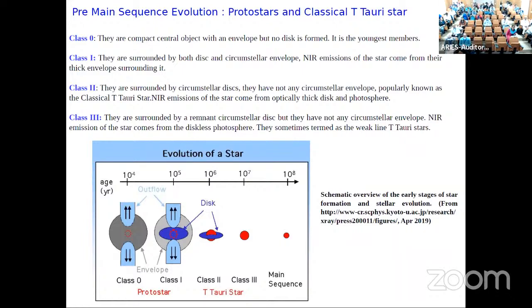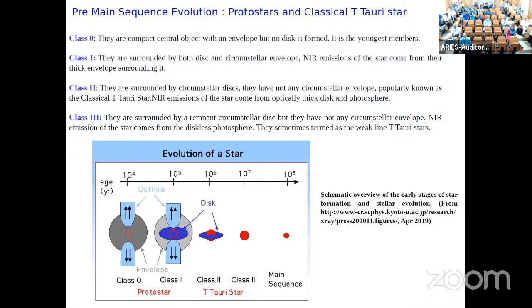In the figure we can find the class 0 sources, which are the youngest members. They have only an envelope but no disk is formed. The next part is the class 1 sources, where a disk is formed, and the near infrared emission of the star may come from the thick envelope surrounding it. The next part is the class 2 sources, which are popularly known as the classical T Tauri stars. Here the envelope has disappeared, and the near infrared emission of the star may come from the optically thick disk and the photosphere.